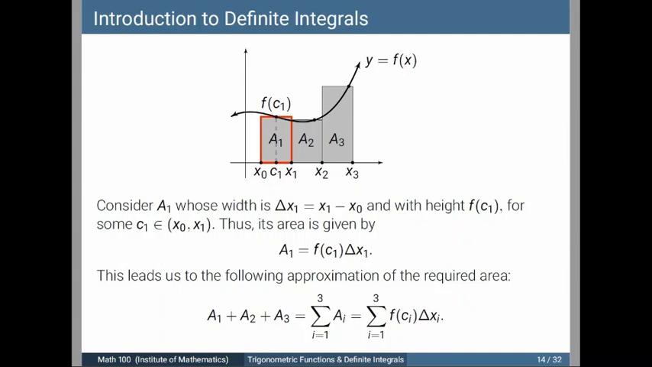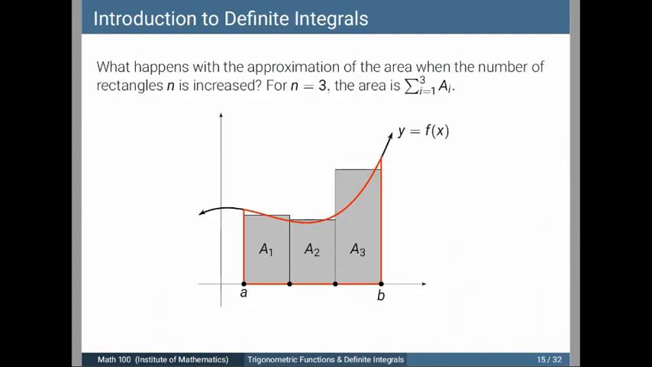In the same way, we can calculate the areas A2 and A3. For A2, it is f of c2 times delta x2, where f of c2 is the point indicated, and delta x2 is x2 minus x1. And finally, for A3, it is f of c3 times delta x3. So as a sum, we can rewrite A1 plus A2 plus A3 as the sum from i equals 1 to 3 of Ai, and each Ai we can write as f of ci times delta xi.